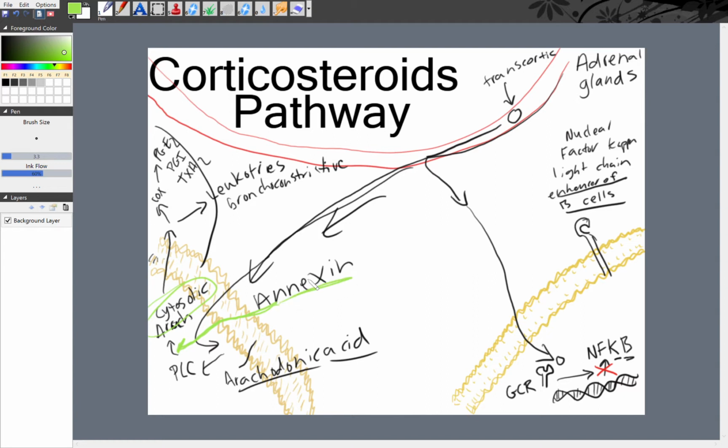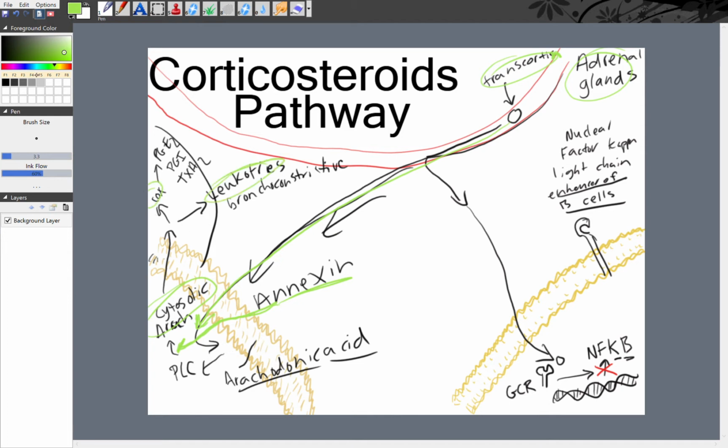So let's talk about these two pathways real quick. First, you have the adrenal glands producing transcortin, and then transcortin goes down this way. It results in annexin, and then it's going to block this PLC from producing cytosolic arachidonic acid. Then you prevent COX products and you prevent leukotrienes.